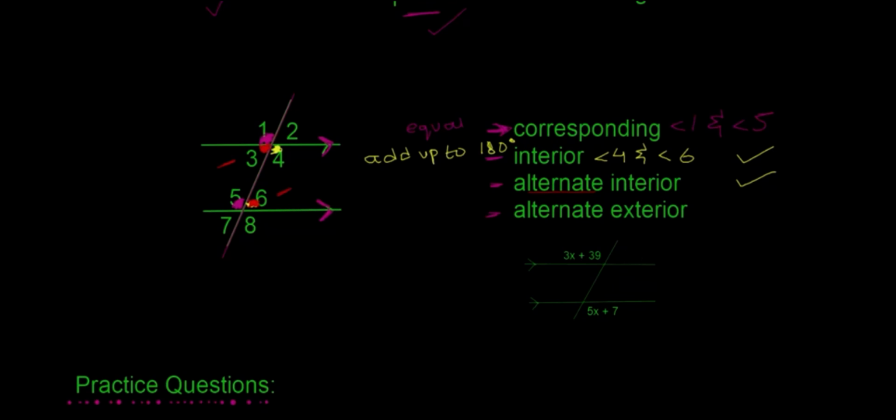So we are looking at either angle 3 and 6, let's say angle 3 and angle 6, or you can also say angle 4 and 5. Now again, alternate interior angles equal each other. Then the fourth thing that we need to know, alternate exterior.